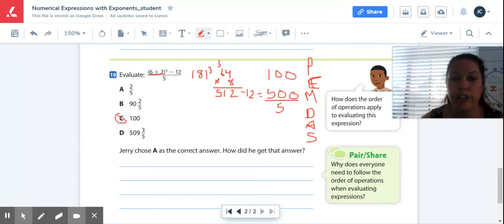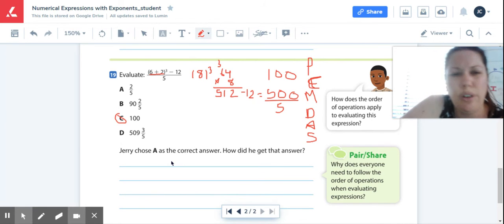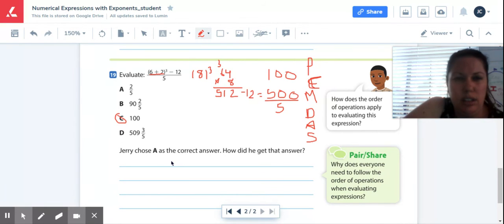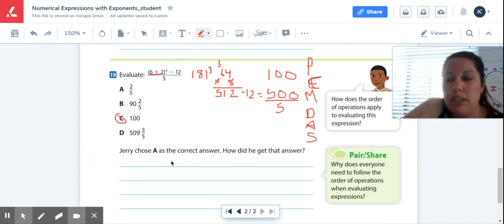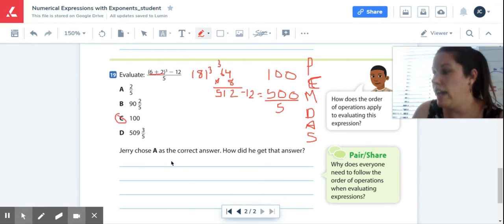Okay, so Jerry chose A as the correct answer. How did he get that answer? What did Jerry do? If he got 2 over 5. He got 2 over 5. What do you think he did wrong? He probably didn't follow order of operations, right? Because usually when mistakes happen, it's because order of operations were not followed. So let's go ahead and put that.